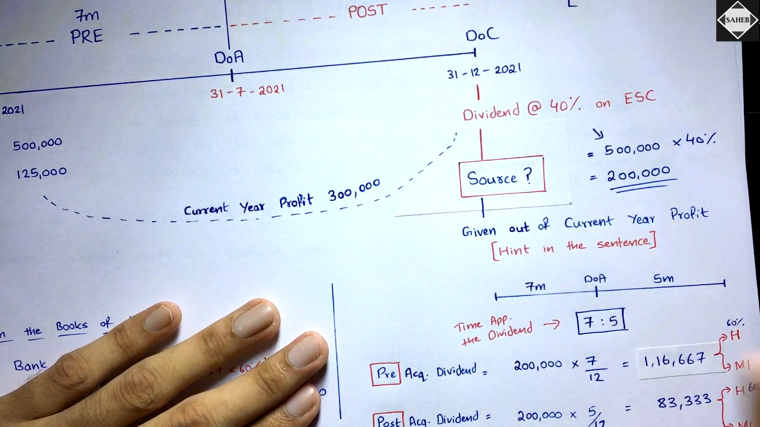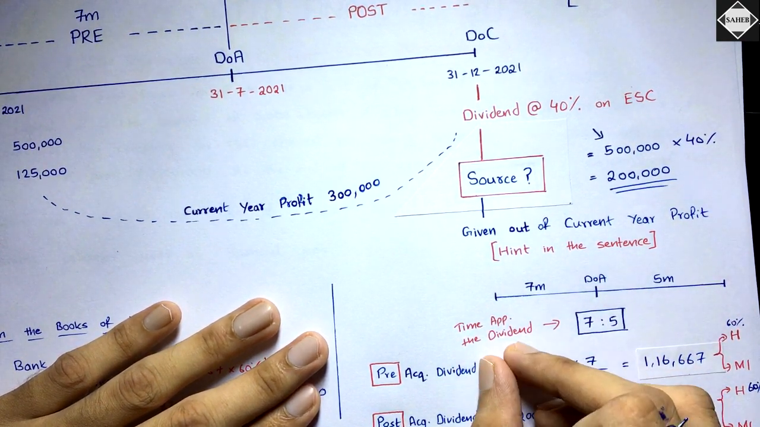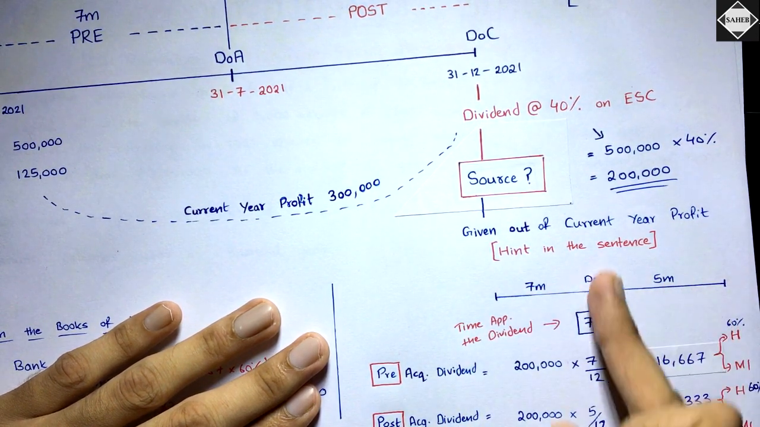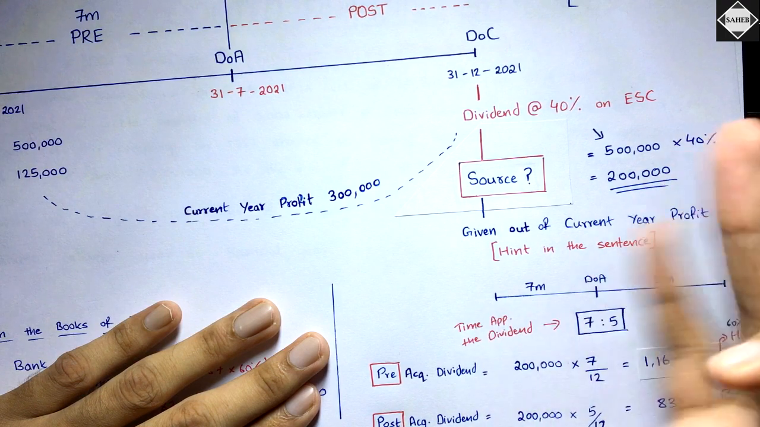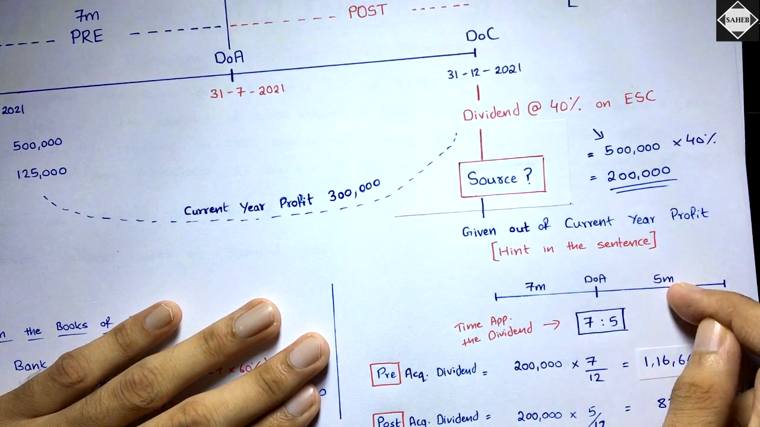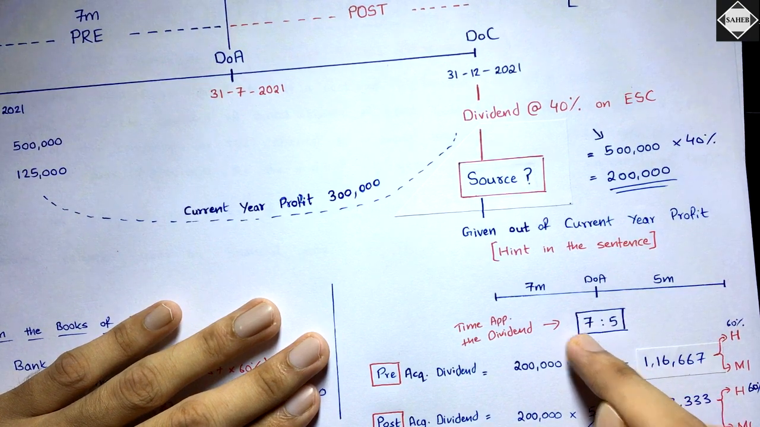So what will you do? It's very simple. You will just time apportion the dividend. You have this current year, 7 months pre, 5 months post, with the date of acquisition in the middle. Here the company did not have the control. Here the company had the control, isn't it? Pre-acquisition period, post-acquisition period. So just take a ratio of that, 7:5.